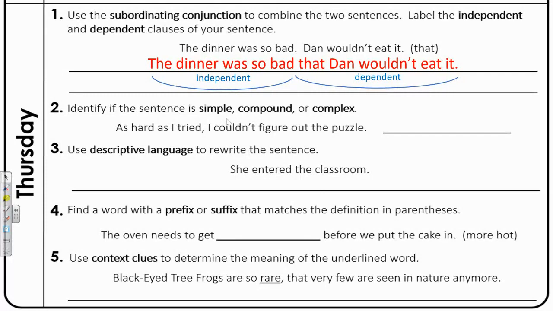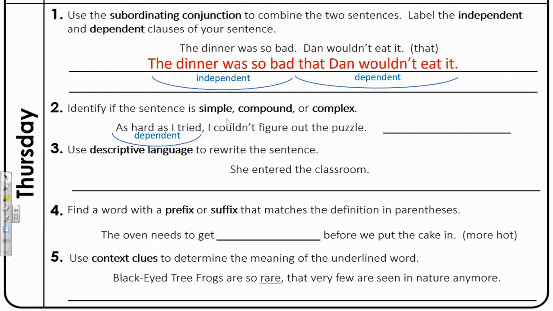Number 2, identify if the sentence is simple, compound, or complex. As hard as I tried, I couldn't figure out the puzzle. Well, I can see right away that we have two clauses here. The first clause is, as hard as I tried. Could that be a complete sentence on its own? As hard as I tried. No. Therefore, I put a little U under that and labeled it with dependent.